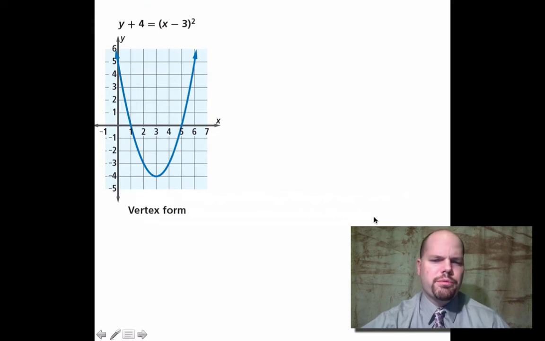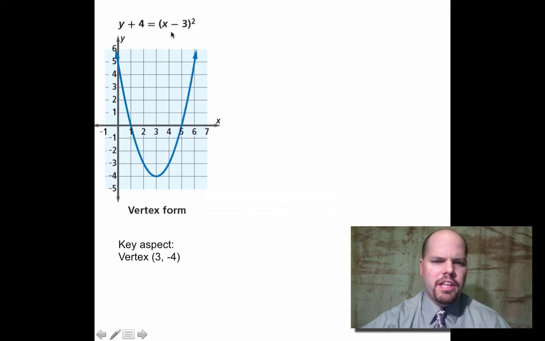Okay, so we're going to look at three forms here. We've just been studying vertex form. So let's say we have y plus 4 equals the quantity x minus 3 squared. The key aspect here would be the vertex. In vertex form, we get the vertex. So the key point would be (3, -4).